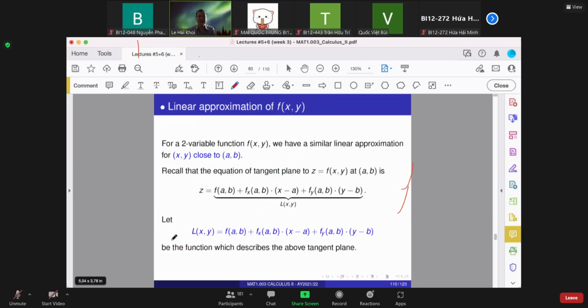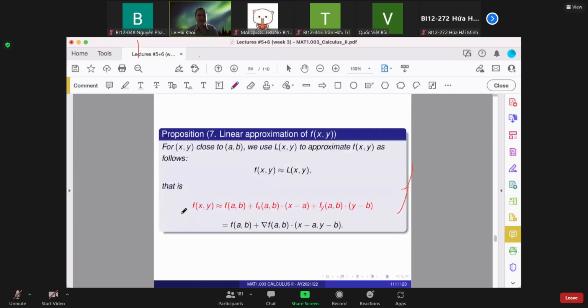So with this L(x, y), we have not only the equation of the tangent plane, but also the approximation. Here is the answer: for any point (x, y) in R2 which is close enough to a fixed point (a, b), we can use L(x, y) to approximate f(x, y). So this is almost the same, which means f(x, y) is almost the same as that one.